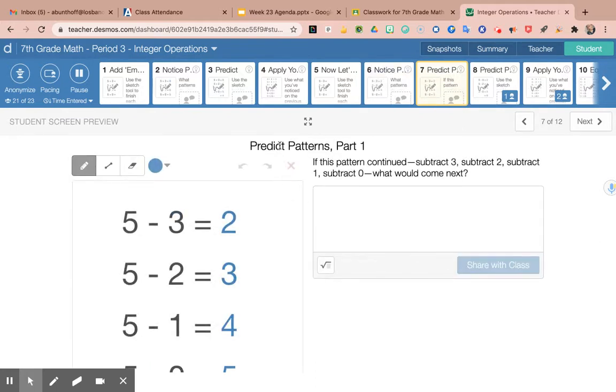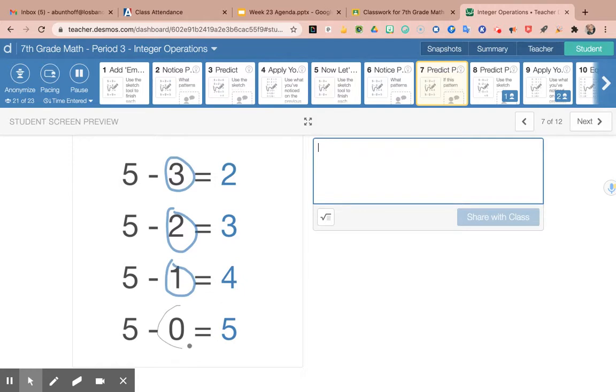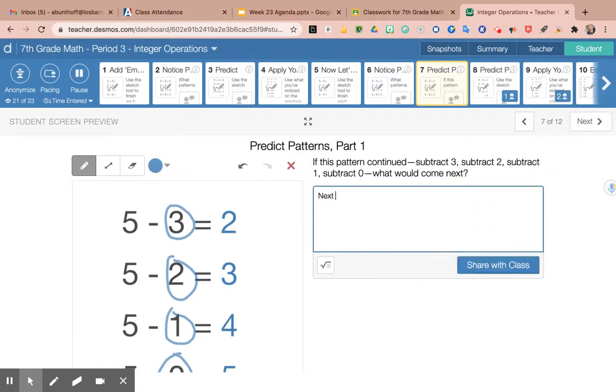Number 7, it says predict the pattern. So if this pattern continues, subtract 3, subtract 2, subtract 1, subtract 0, what would come next? Next would be subtract... So 3, 2, 1, 0, the next one should be -1.